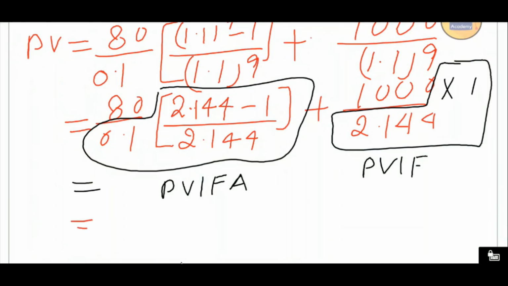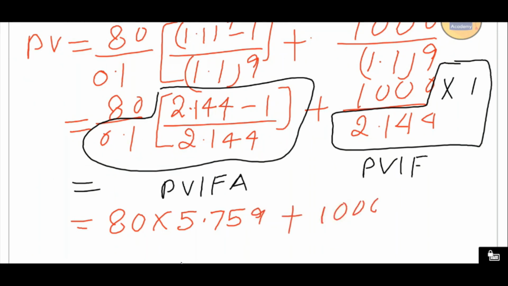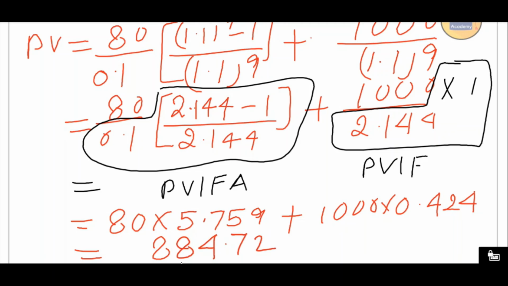So we'll get 80 into how much? We'll get 5.759, because you have taken the approximate value. No problem, the approximate value may vary, so don't worry, a little bit of variation may be there. Now I multiply this and add this. We'll be getting here 884.72. So for 10% we are getting 884.72. This is more than 850.